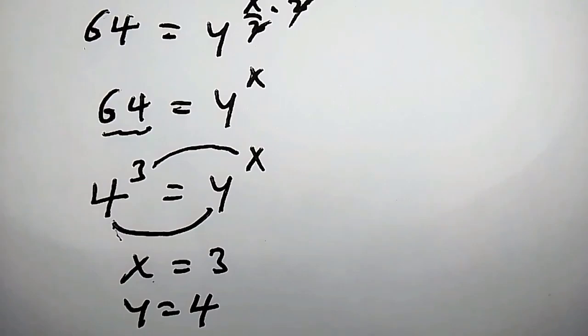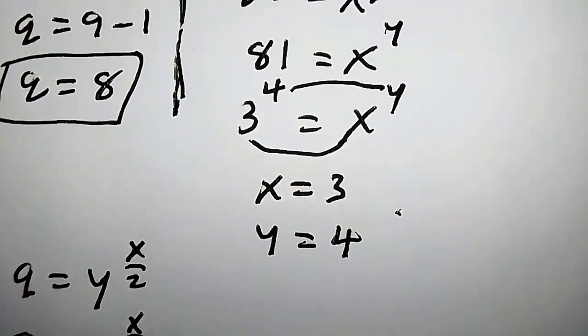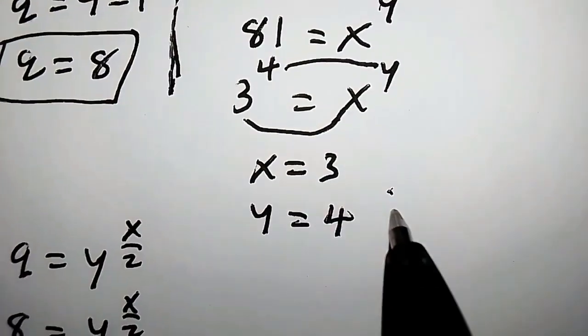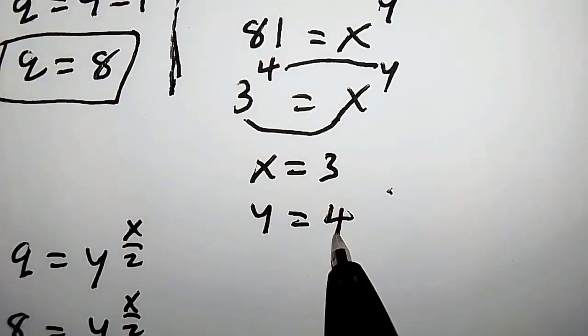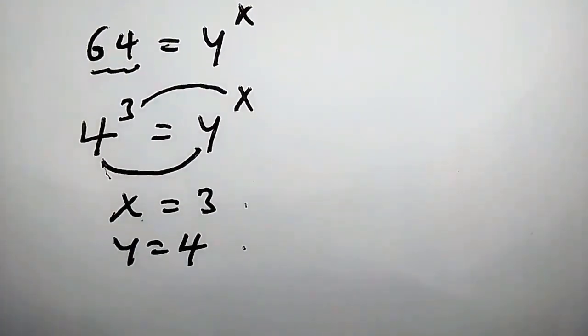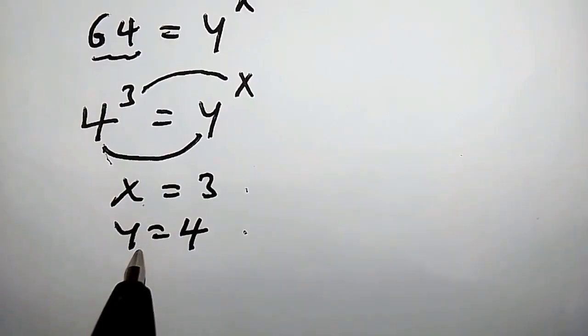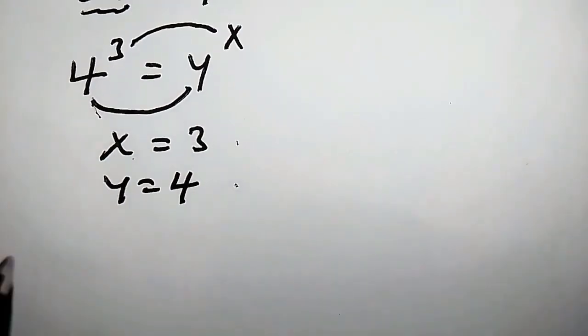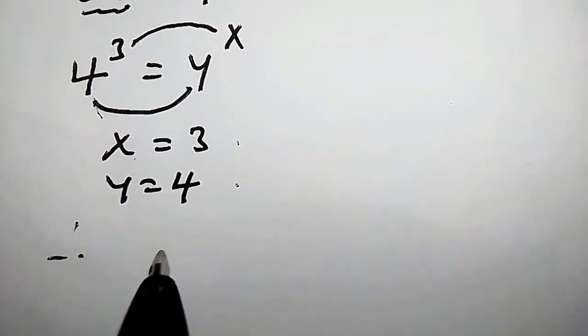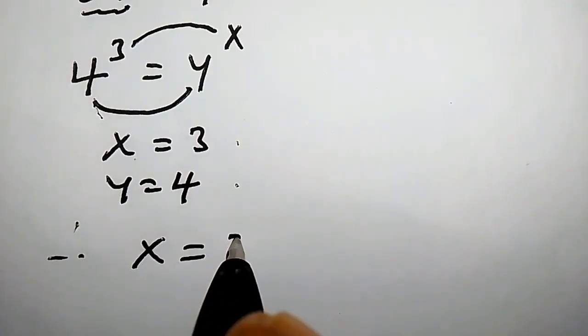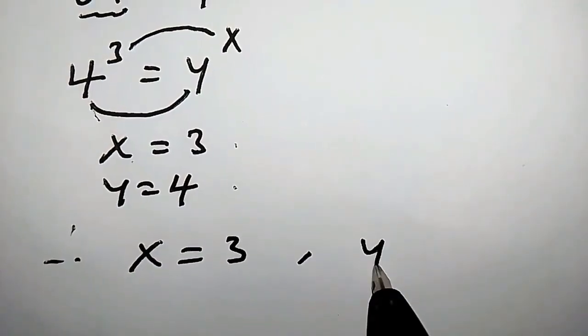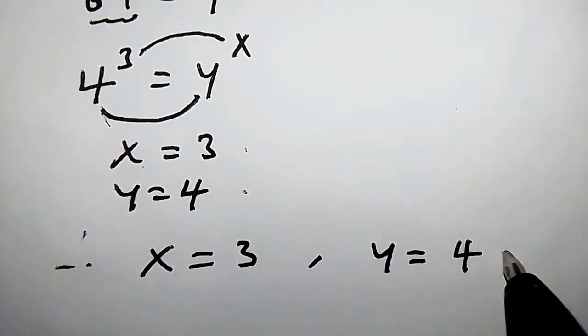You will notice that these are the two values we also obtained when we considered p. X equals 3, y equals 4. The same thing occurred here. X equals 3 and y equals 4. That means, therefore, the value of x is equal to 3 and the value of y is equal to 4.